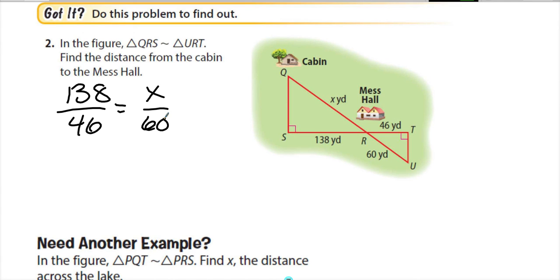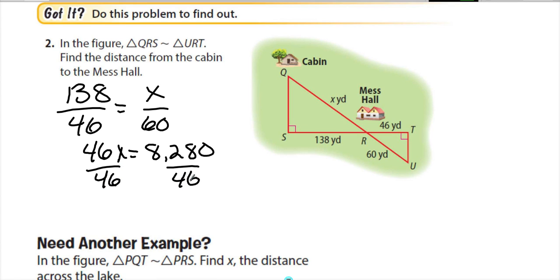Okay, so that's 46x. And then we will have 8,280 over 46. And that's going to make 180. Again, that one's labeled for us, so we actually don't have to label there. All right, let's go ahead and move on to the next one.